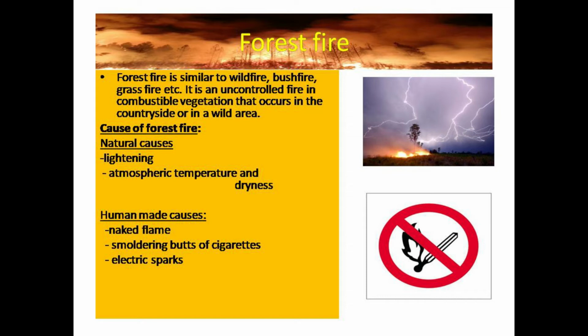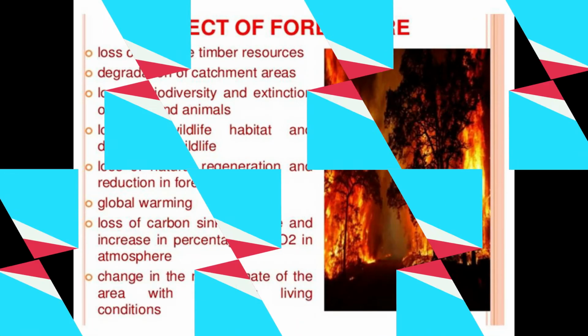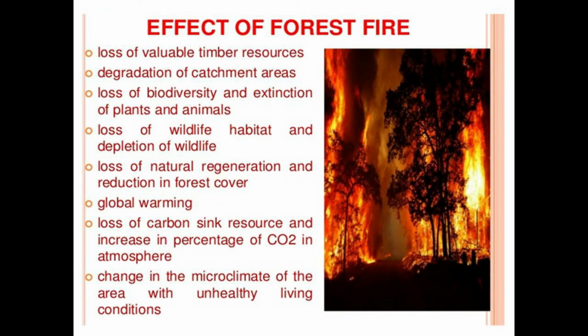The second cause is human-made. Fire is caused when a source of fire like a naked flame, smoldering butts of cigarettes, electric sparks, passing electric lines or any source of ignition comes into contact with inflammable material of the forest. Forest fire affects mankind as well as the wildlife. Let us talk about the effects of forest fire in detail.